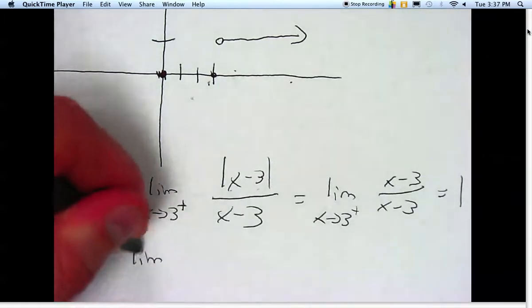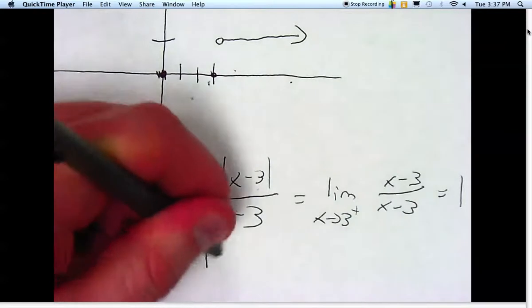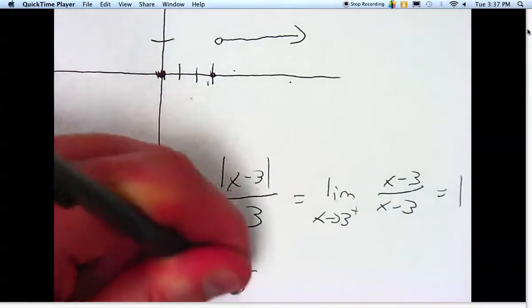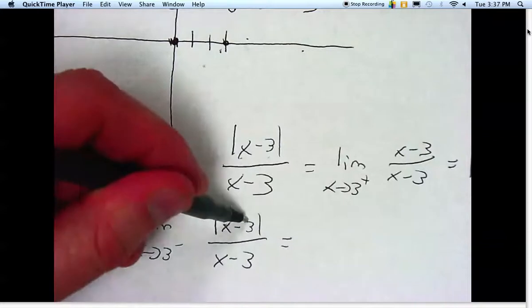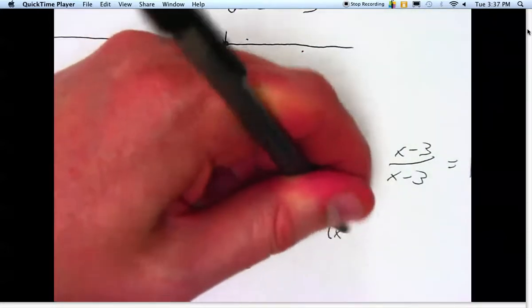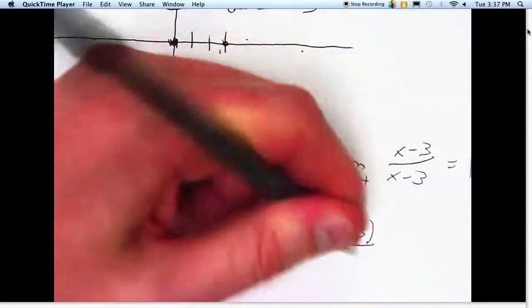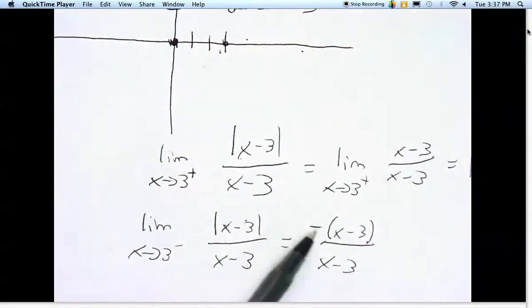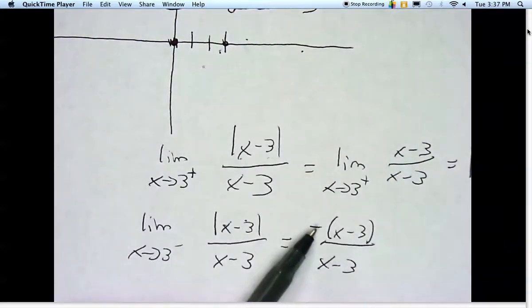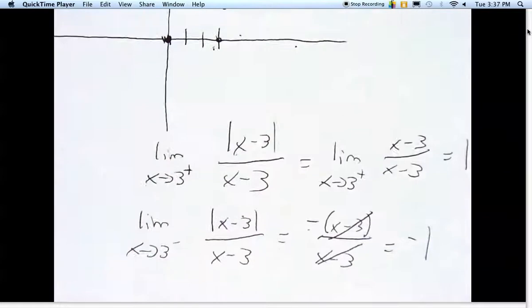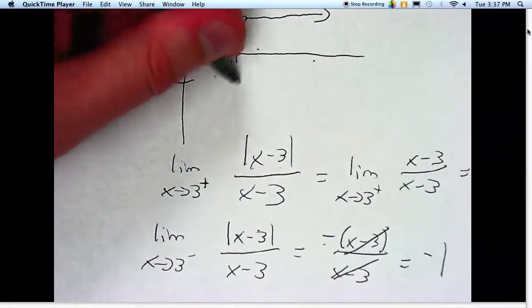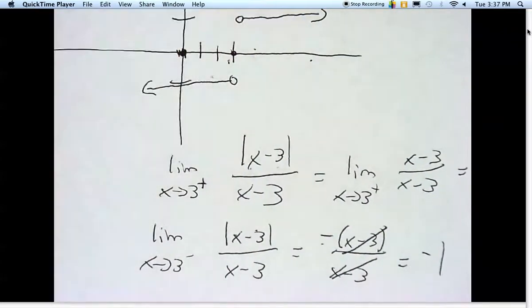When we try the same trick to the left, now I'm plugging in things like 2.99, 2.999, something like that. Now this thing in the absolute value sign is negative. The way I turn that negative into a positive is by sticking a negative out in front. Now when things cancel, we're left with a -1. So on the left side of 3, the graph's down here at -1.